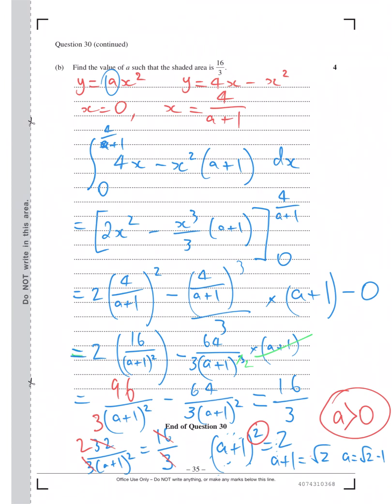That is why I haven't taken the positive and the negative square root there. I have just taken the positive square root, because minus root 2 minus 1 is going to be like negative 2.41, whereas root 2 minus 1 is about 0.41. Okay, so that's going to be my value of a, so that I end up with that area being 16 on 3 square units.